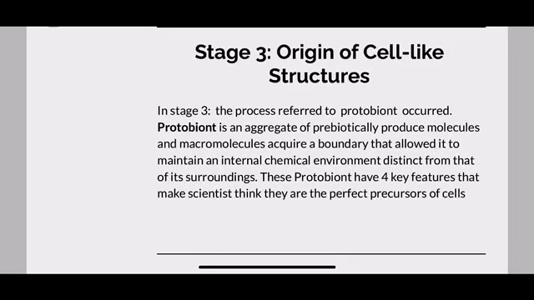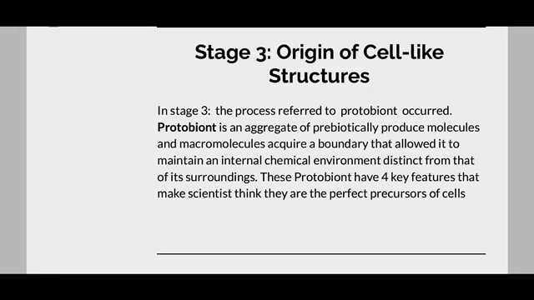Stage 3. In stage 3, there is a new process referred to as the protobiont. It is the aggregate of prebiotically produced molecules and macromolecules that acquire a boundary around them that allows them to maintain an internal chemical environment that is different from its surroundings.